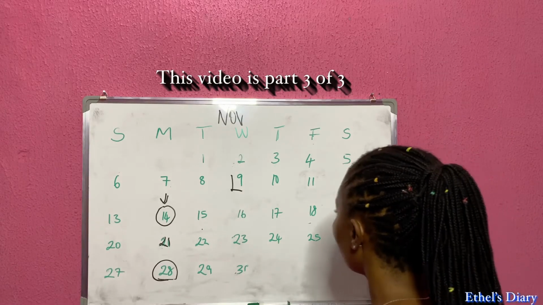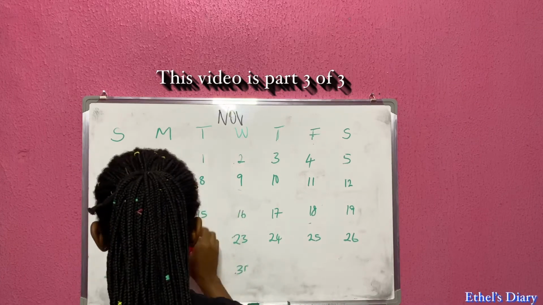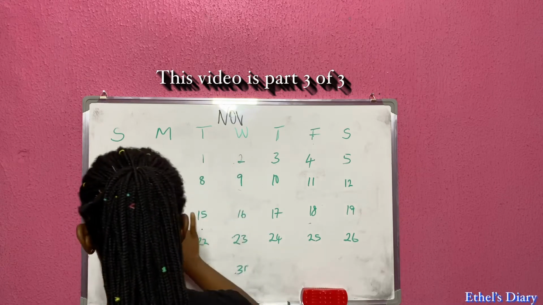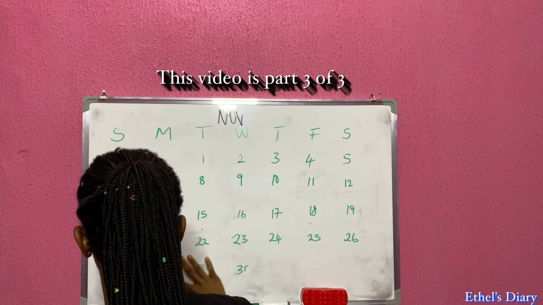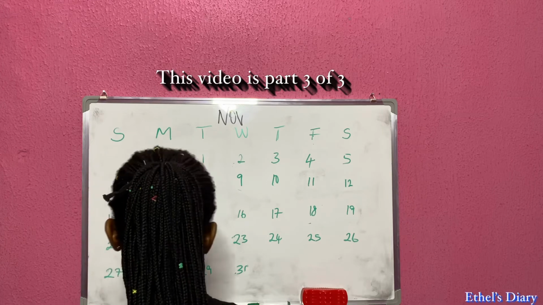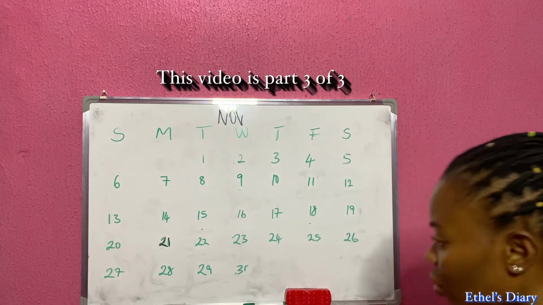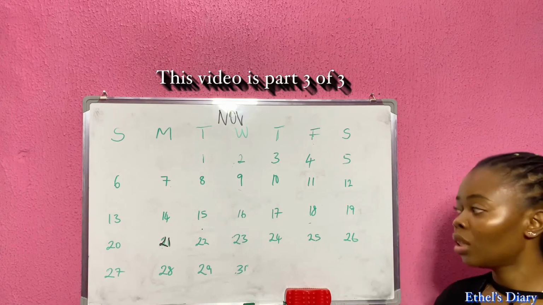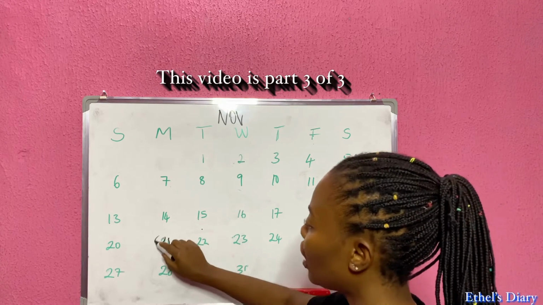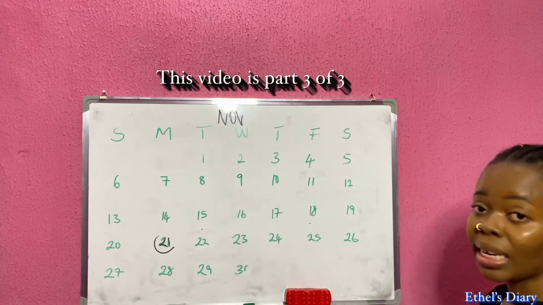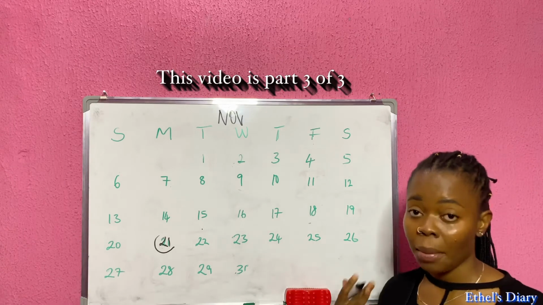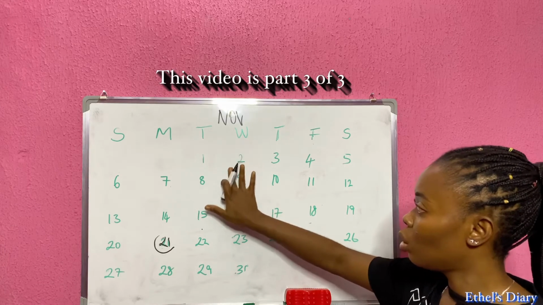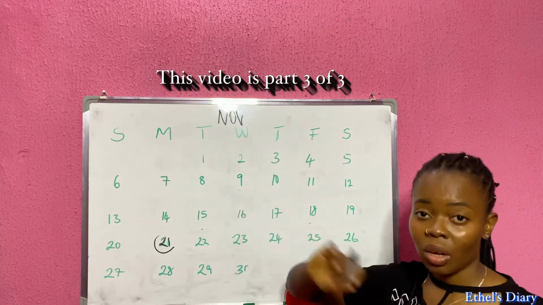If you are a TTC patient, trying to conceive, and you want to know your fertile window, there is always a formula for that. It is almost the same thing, but slightly different. So let's assume that you have a 21-day menstrual cycle and you are a woman trying to conceive, and you want to know your fertile window.